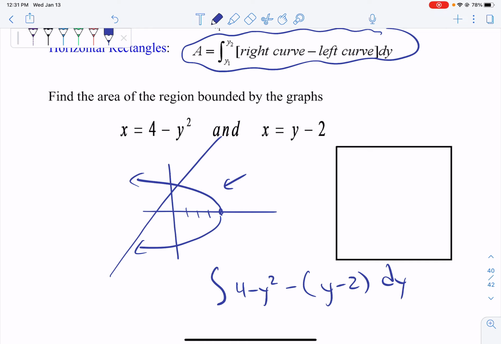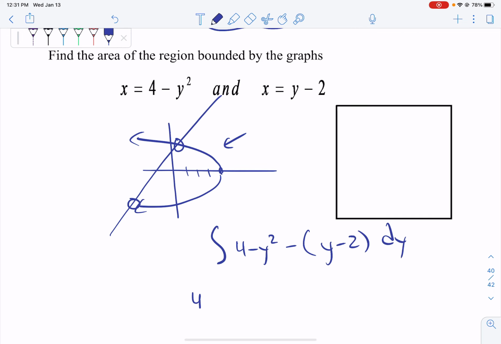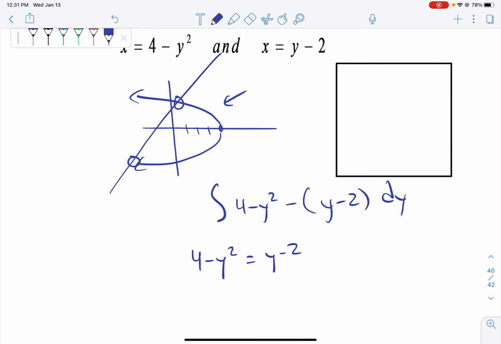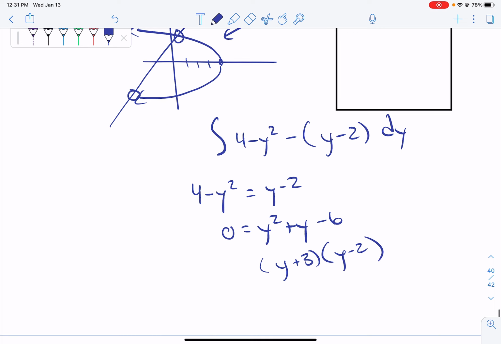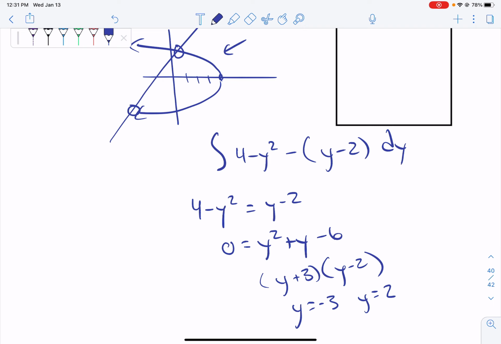But I need to set these equal to each other, right? I need to find these intersecting points right here. I need to find where they're the same. So if I do 4 minus y squared is equal to y minus 2, I'm going to move everything over to the right. So I get 0 equals y squared plus y minus 6, which means that this is going to factor to be y plus 3 and y minus 2, which means my y's are going to be negative 3 and positive 2. So instead of going from x's, I'm using my y values from negative 3 to 2.